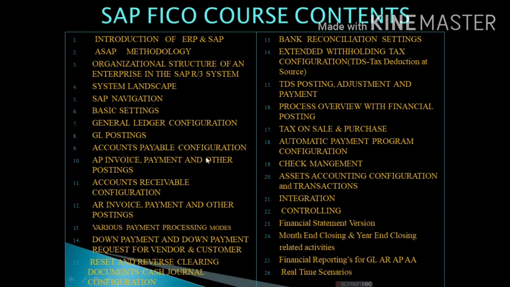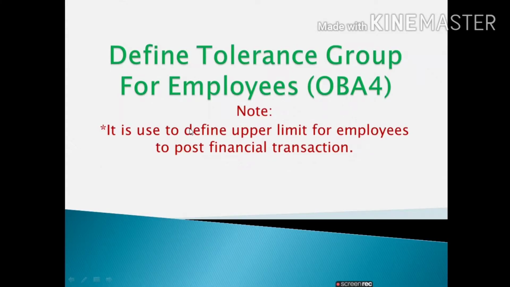Friends, today we will do some more general ledger configurations. Define tolerance group for employees. T code is OBA4. It is used to define upper limit for employees to post financial transaction. Friends, it is a mandatory step. Without this step, we cannot enter any single JL.